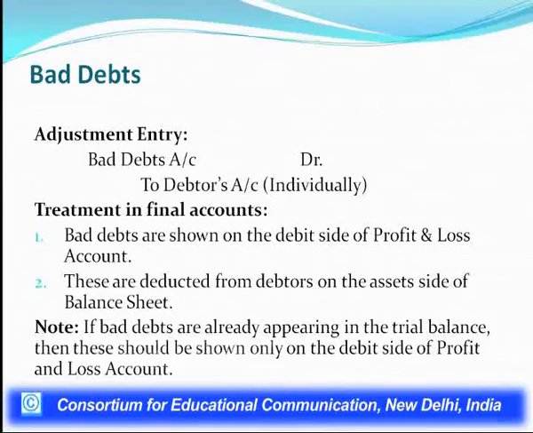Normally, when we notice that a debt has become bad, we pass the entry. So you may notice that the bad debts may also appear in the trial balance. When the bad debts is already given in the trial balance, then it is not an adjustment, and we shall show it directly on the debit side of profit and loss account.